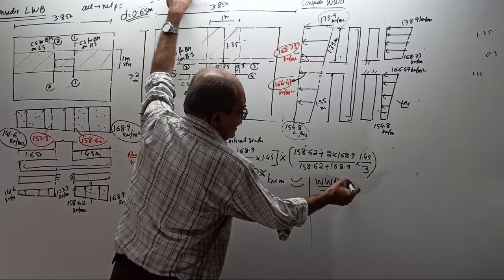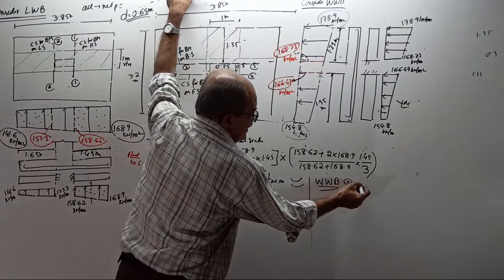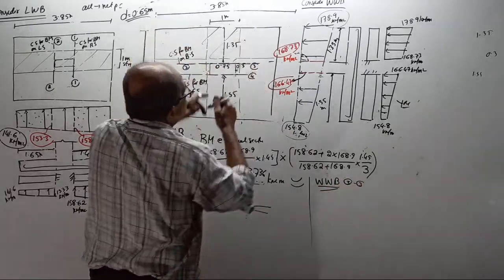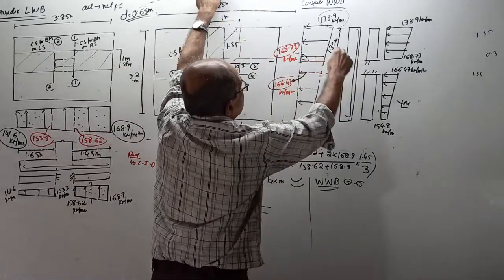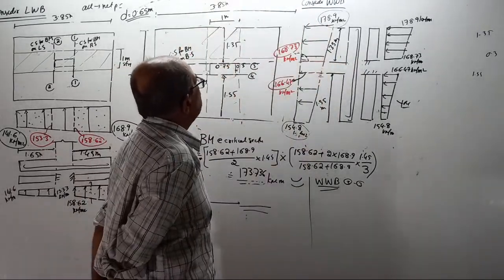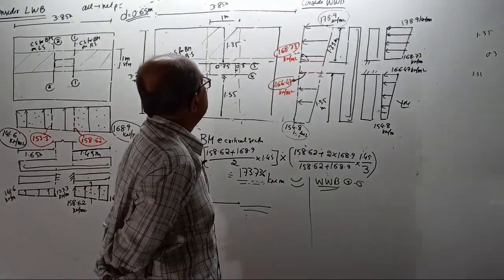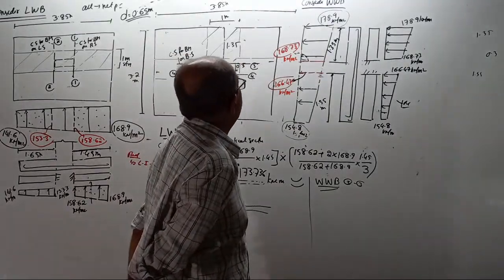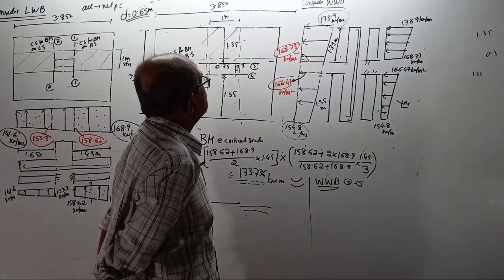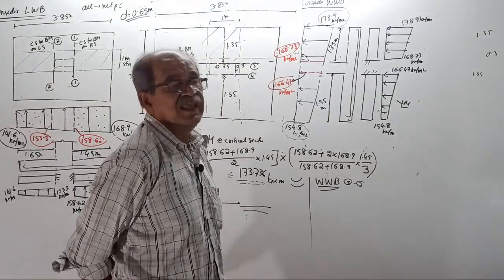First consider critical section 3-3. That is the back side. Bending moment here. I'll tell you fast. 168.73 plus 178.9 divided by 2 into 1.35 into bracket 168.73 plus twice of 178.9 divided by 168.73 plus 178.9 into 1.35 by 3.